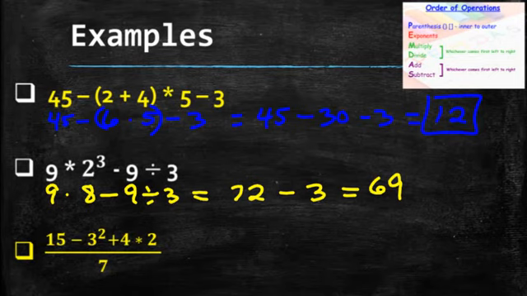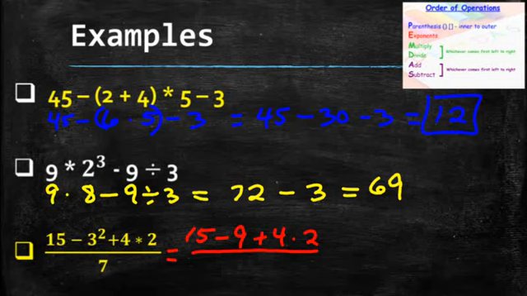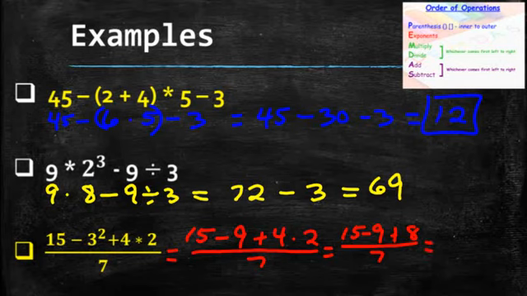And the last one here, 15 minus 3 squared plus 4 times 2 divided by 7. I need to get rid of my exponents first. So I have 15 minus 3 squared is 9 plus 4 times 2, all divided by 7. I need to do multiplication first, so I have 15 minus 9 plus 8 divided by 7. And then simplify from left to right.